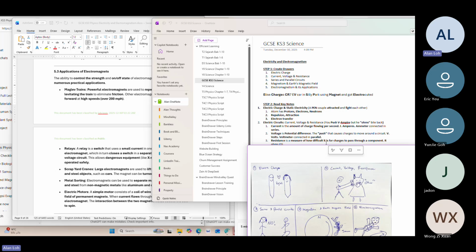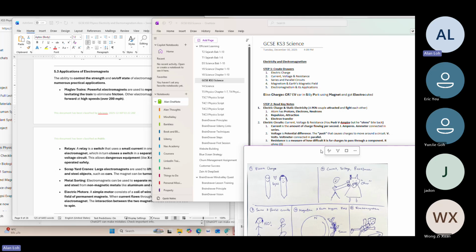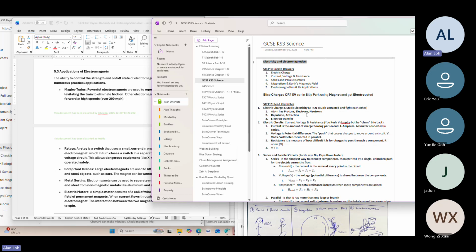A conductor has what type of characteristics versus an insulator? The charges are able to flow faster. There's less resistance, right? Then you can talk about the relationship between these three points in terms of a formula. So that will complete the entire drawer 2, which is one of the sub-chapters of this big chapter.